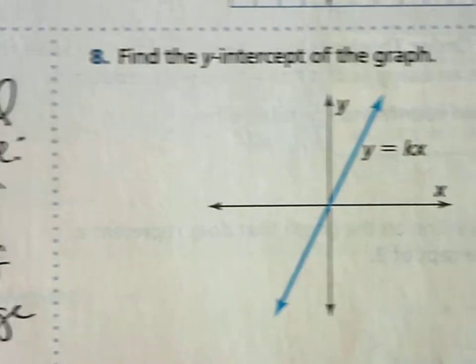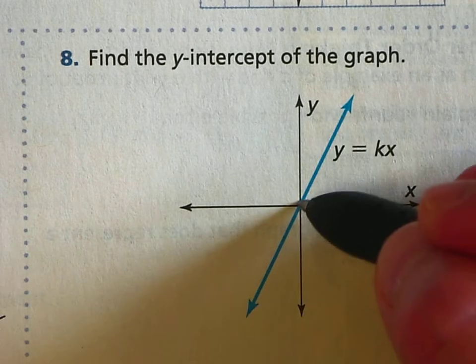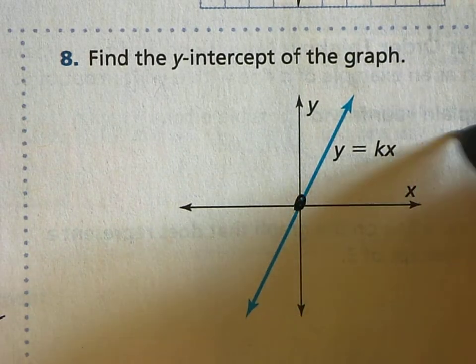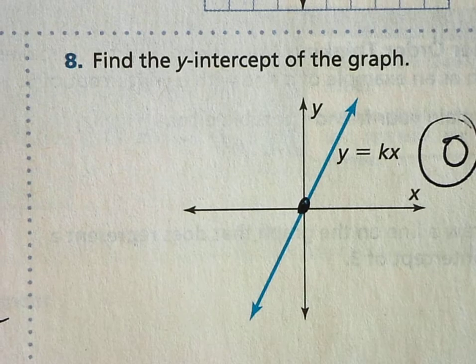Okay, find the y-intercept. The y-intercept where the line touches the y-axis is 0. That is your initial value, 0.